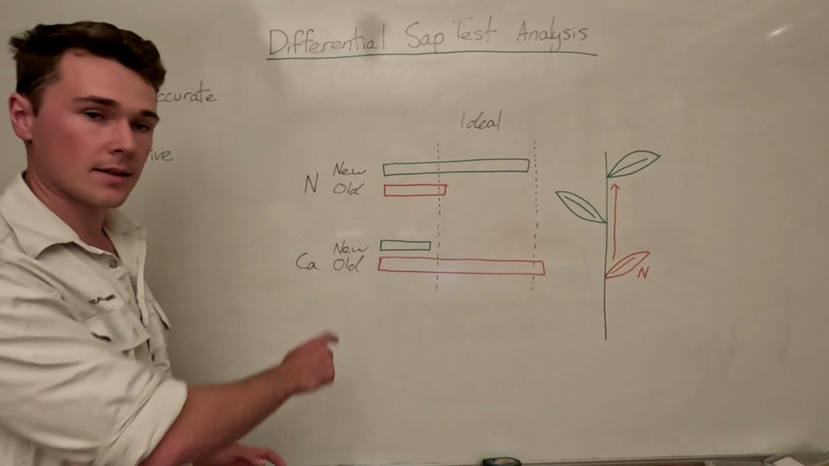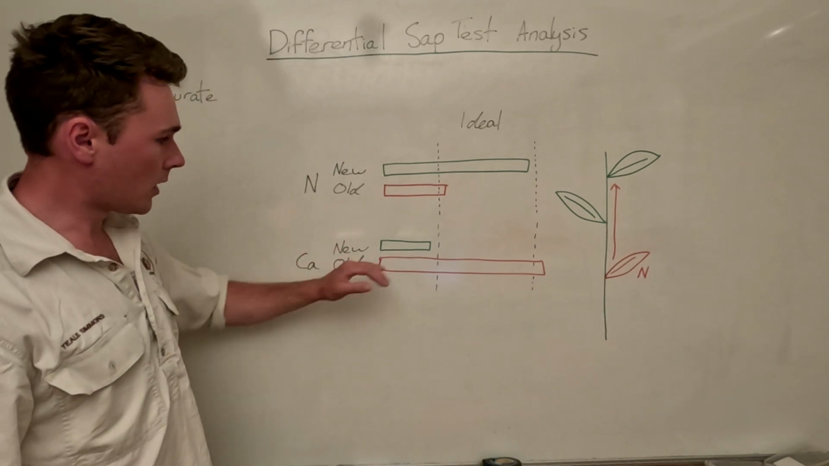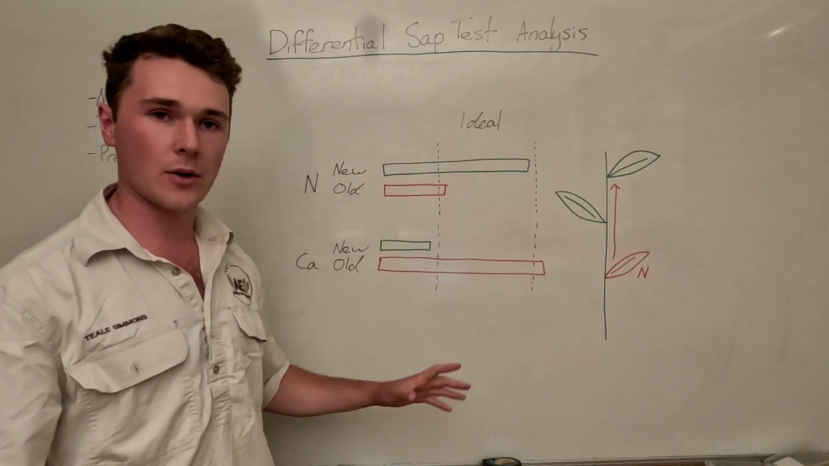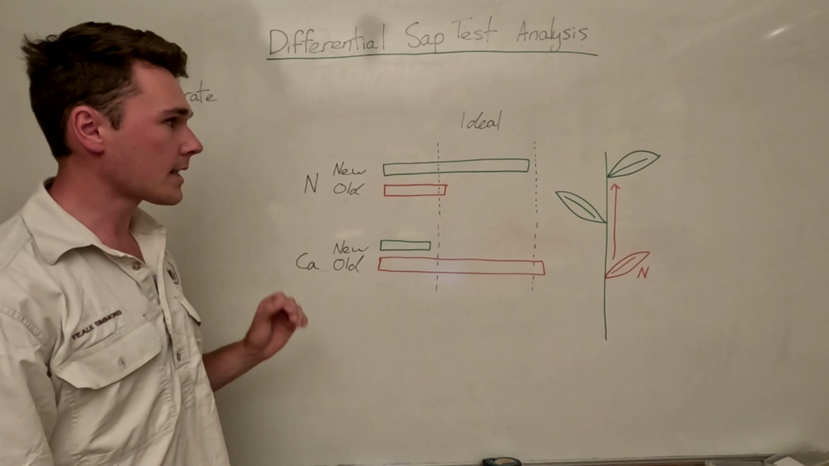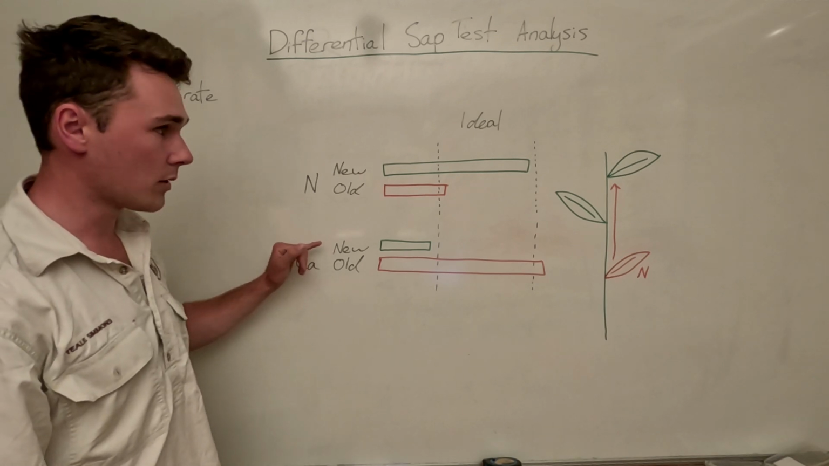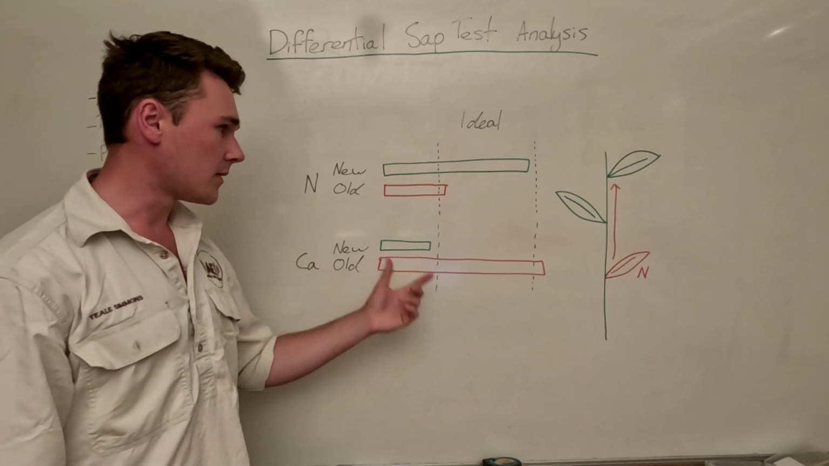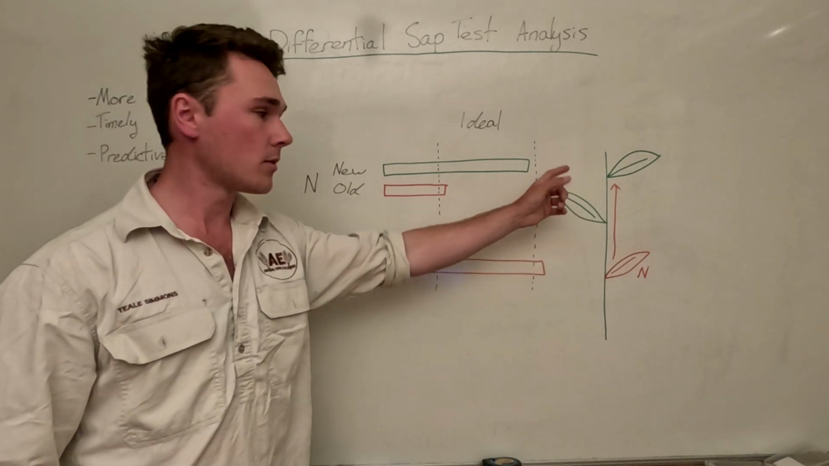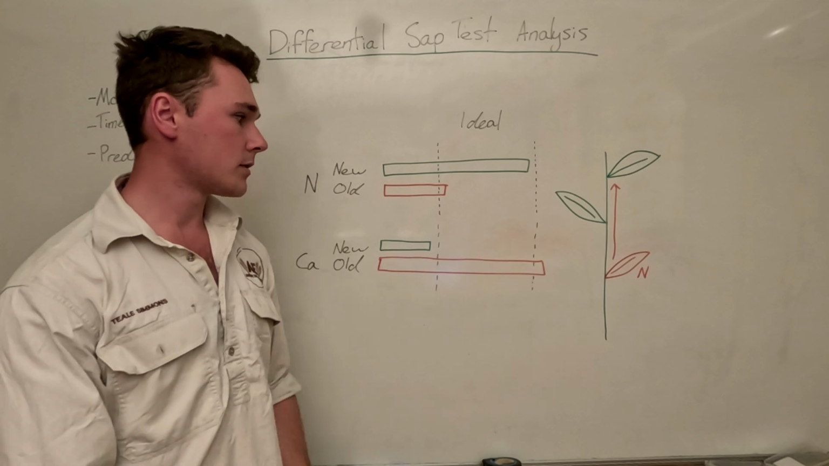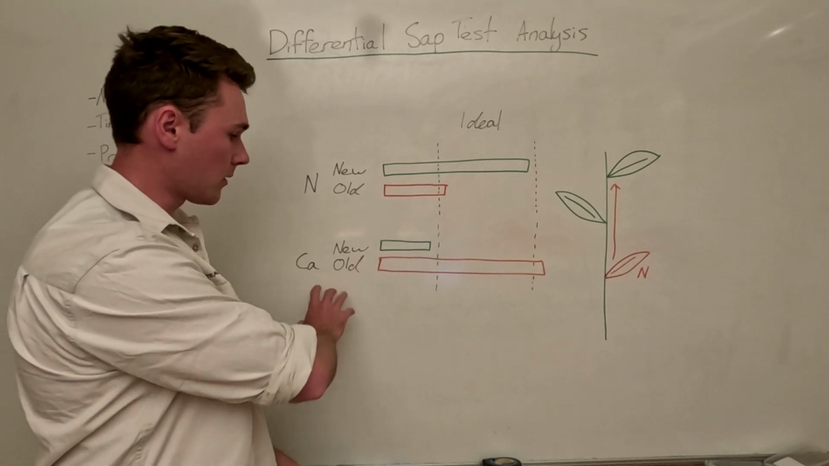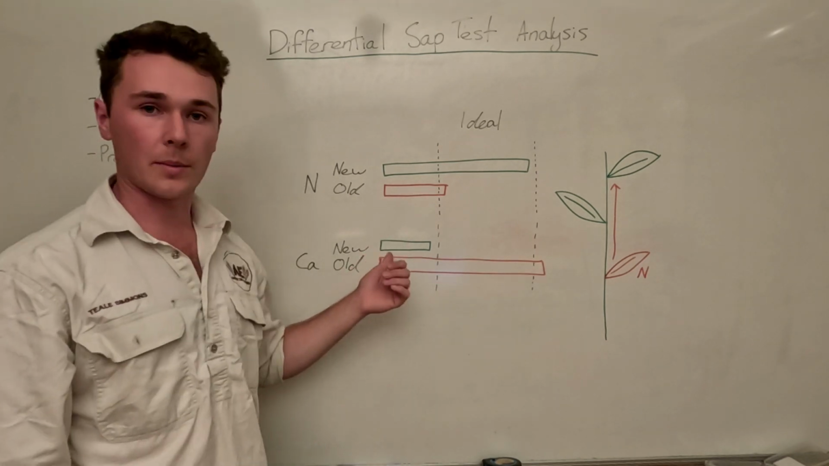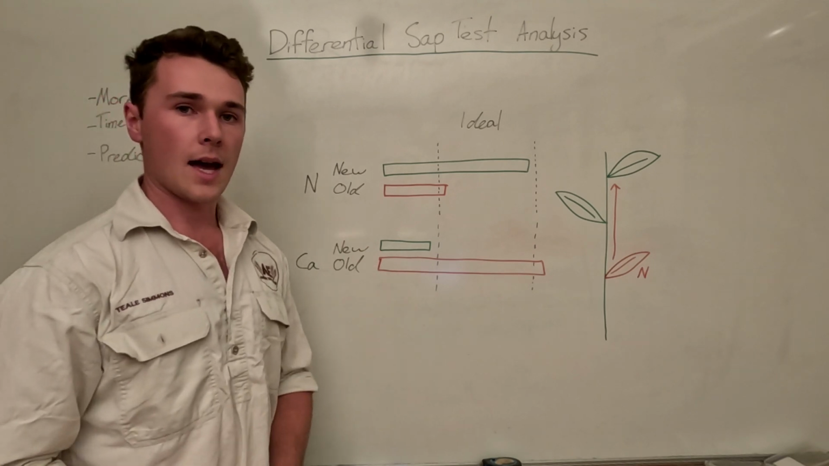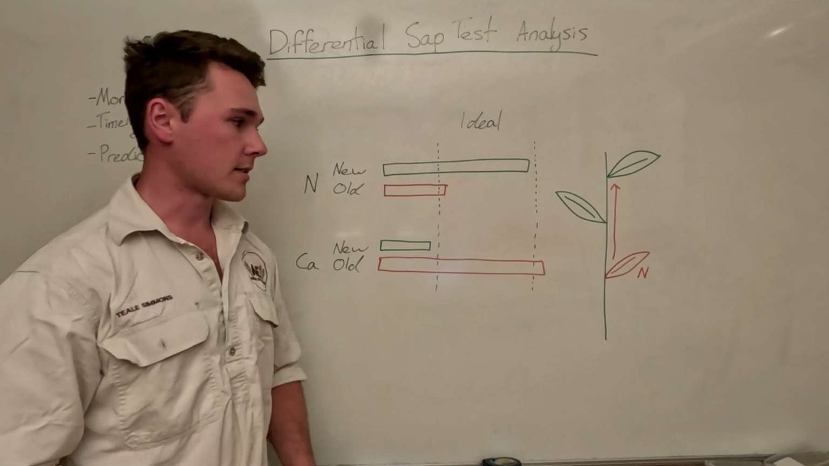So if we get a situation like this, where we just pull an old leaf test and go, oh, cool, we've got heaps of calcium, it's fine, no worries. That's not correct, because our new leaves have a deficiency. There's something that's blocking that calcium from going up into the new leaves. And so this would suggest, even though we have heaps in our old leaves, we need to apply some calcium up there. Otherwise, there might be a potential for implications with a calcium deficiency.